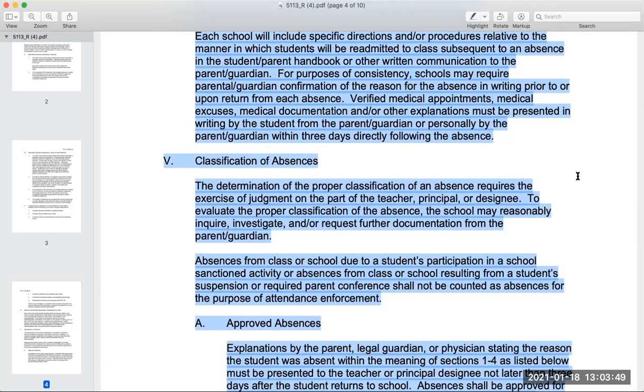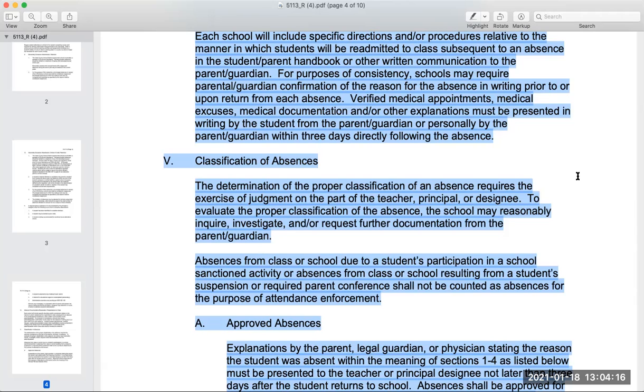For purposes of consistency, schools may require parental guardian confirmation of the reason for the absence in writing prior to or upon return from each absence. Verified medical appointments, medical excuses, medical documentation and/or other explanations must be presented in writing by the student from the parent guardian or personally by the parent guardian within 3 days directly following the absence.